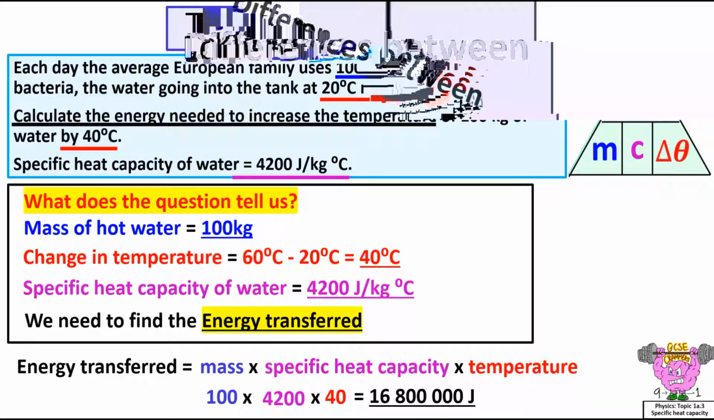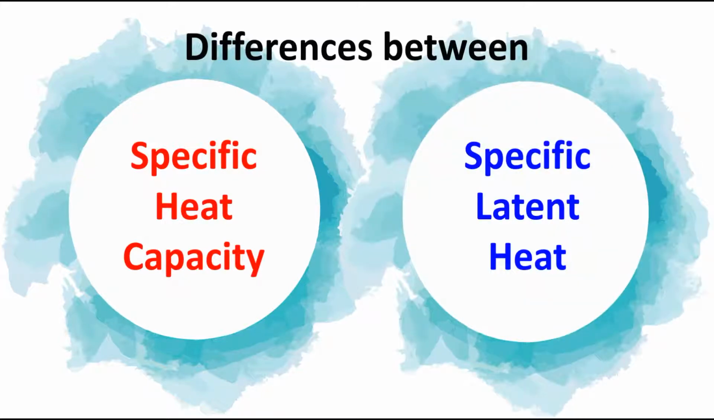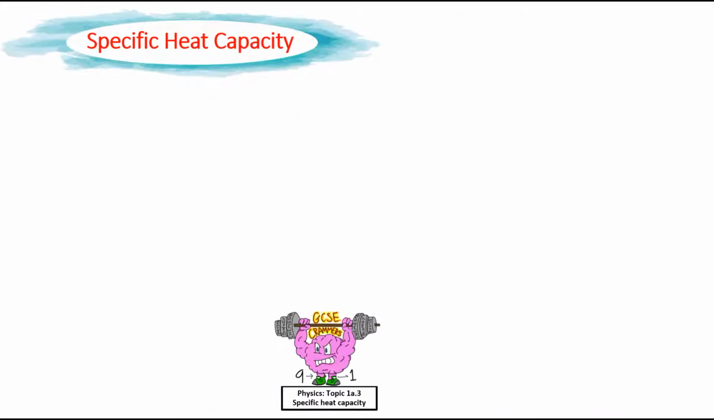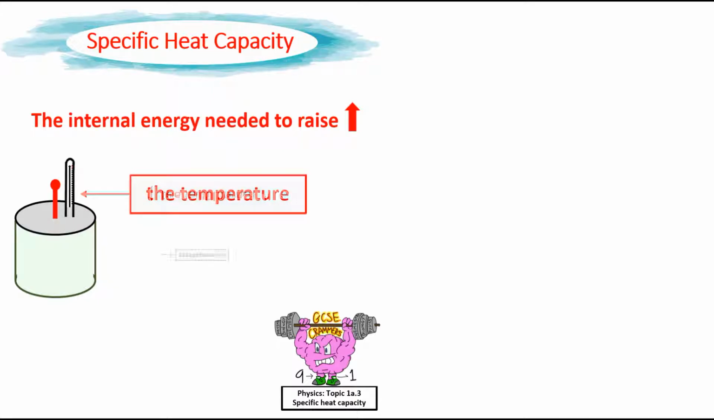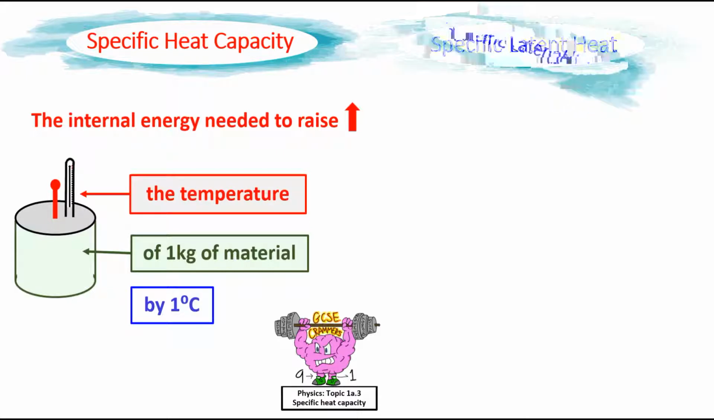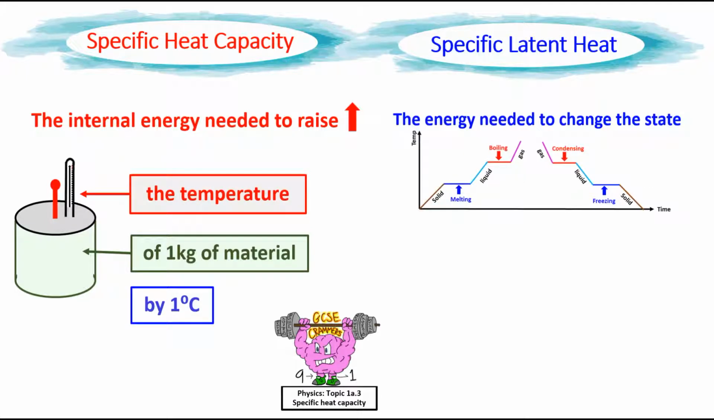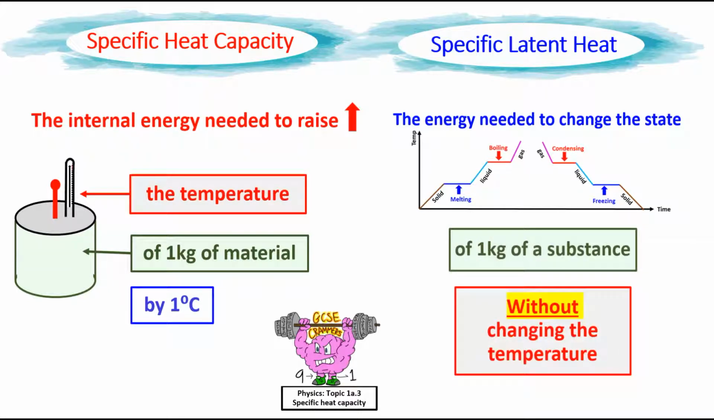Differences between specific heat capacity and specific latent heat. Make sure you don't get these mixed up. Specific heat capacity is the internal energy needed to raise the temperature of 1 kilogram of material by 1 degree C, whereas specific latent heat is the energy needed to change the state of 1 kilogram of a substance without changing the temperature.